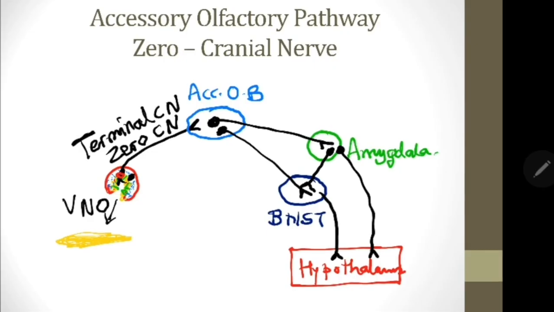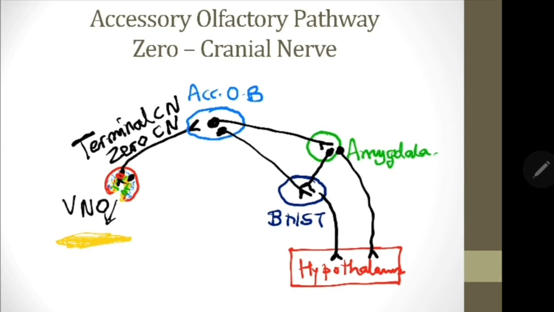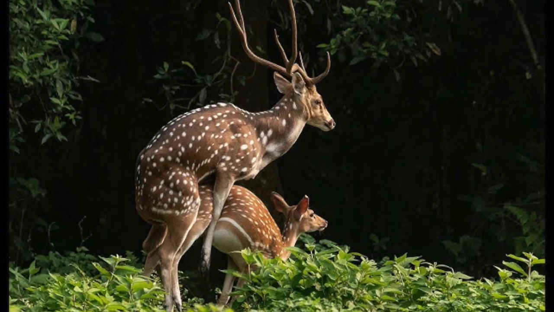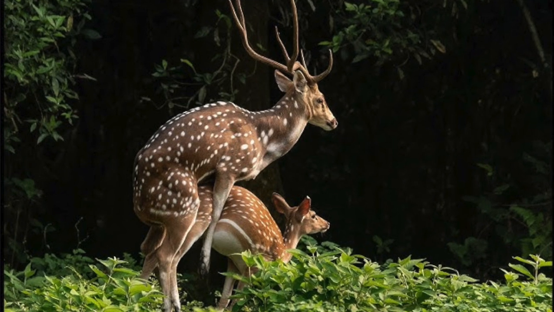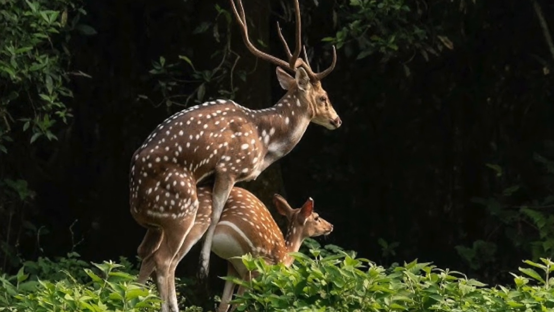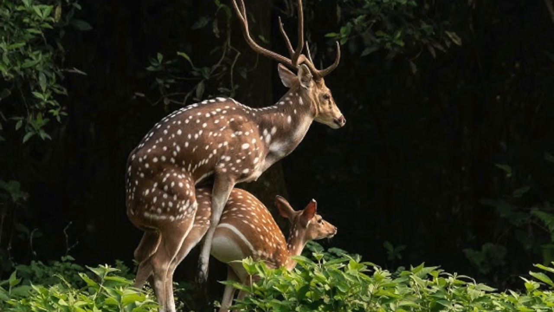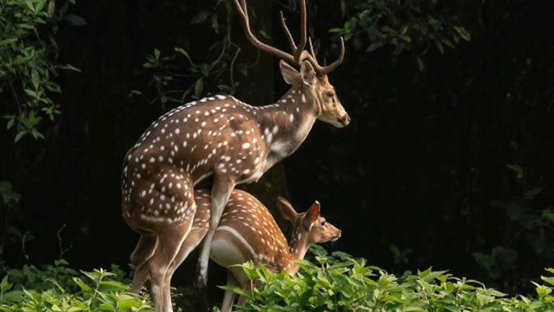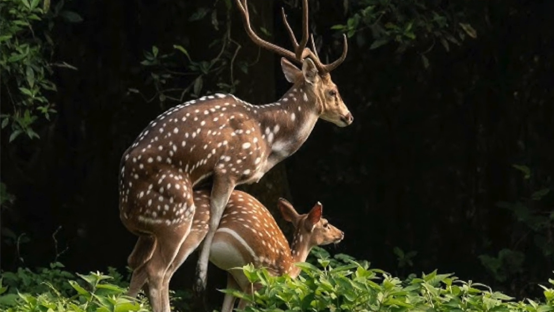Basically, the purpose of finding a sexual partner with the help of smell is that the mate should be of the same species, right? The animal selects the sex partner according to the smell. If it's interesting, if it's arousing, then only does he chase the other animal for sexual intercourse. Okay.